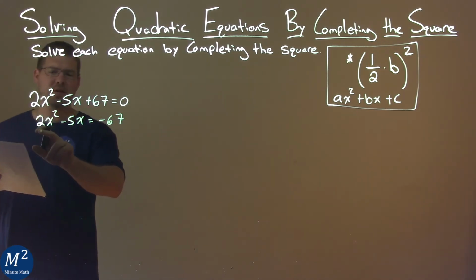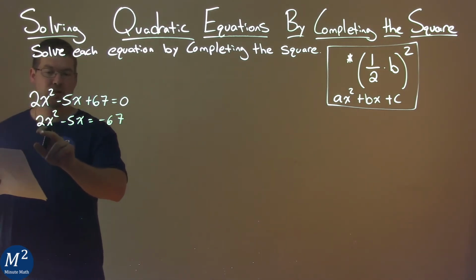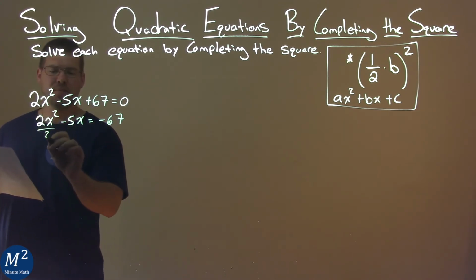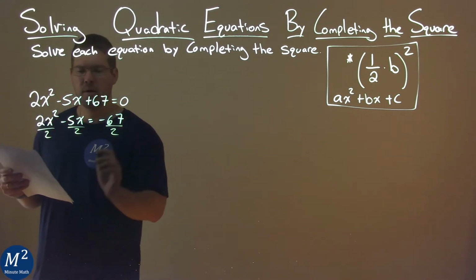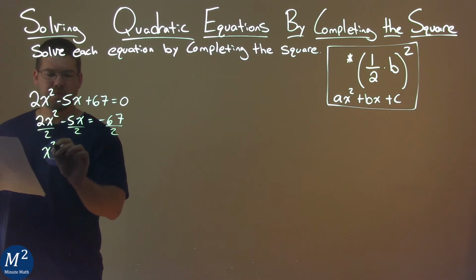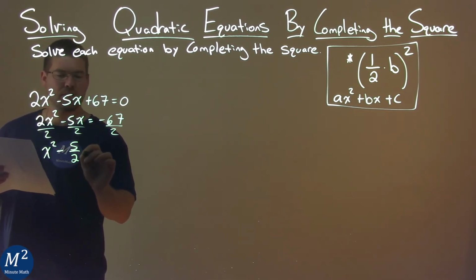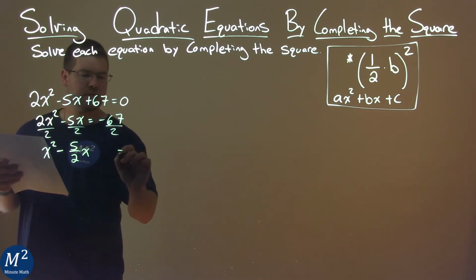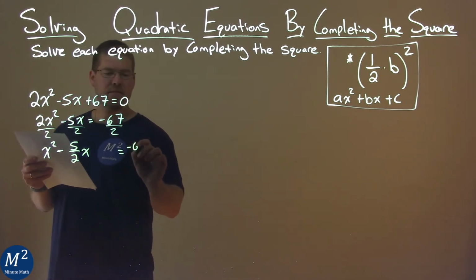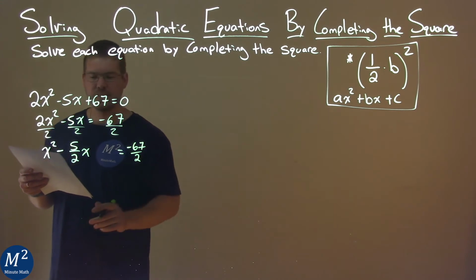Now my coefficient up front, a, is 2. I'm going to divide all parts by 2 now, because of that. So we have an x squared here, minus 5/2 x. I'm going to leave a space, then my equal sign, and then negative 67 over 2.